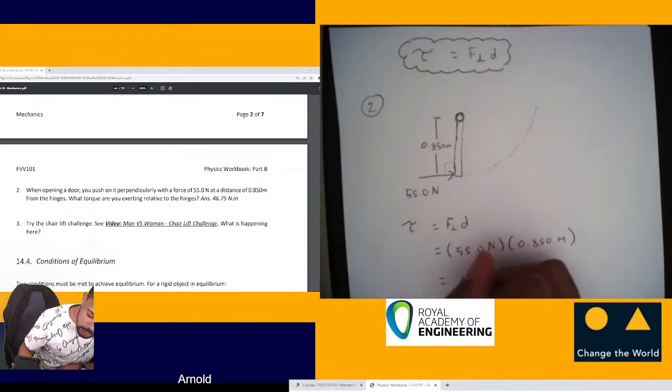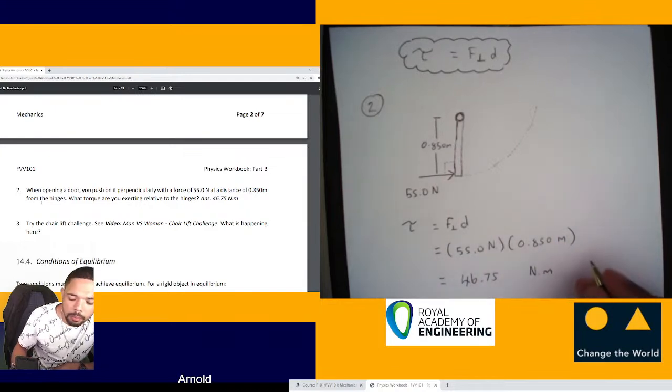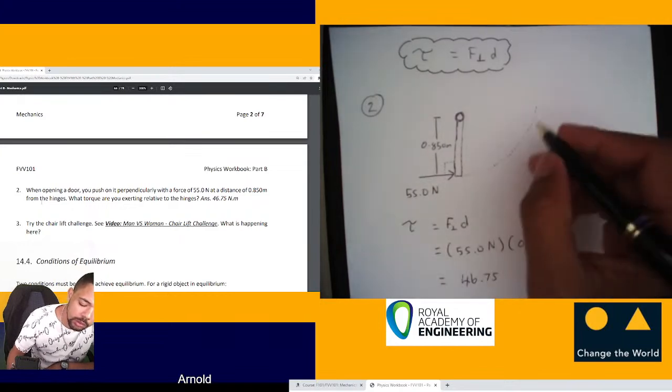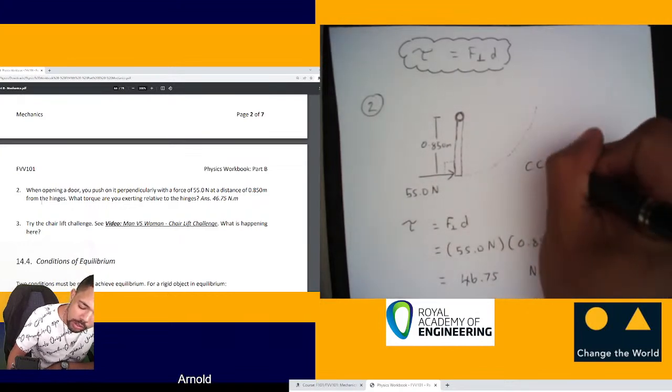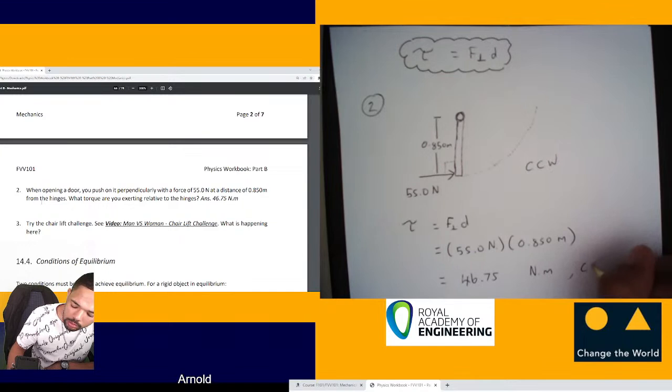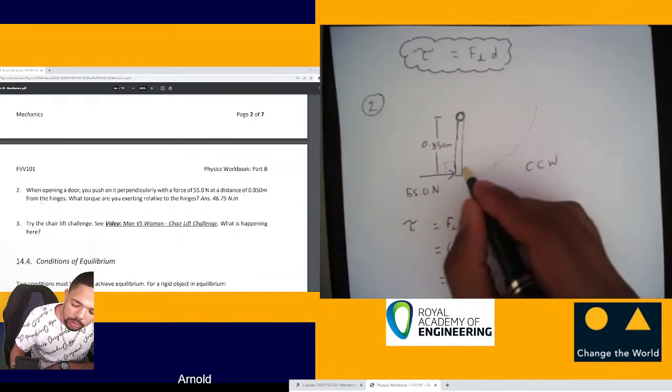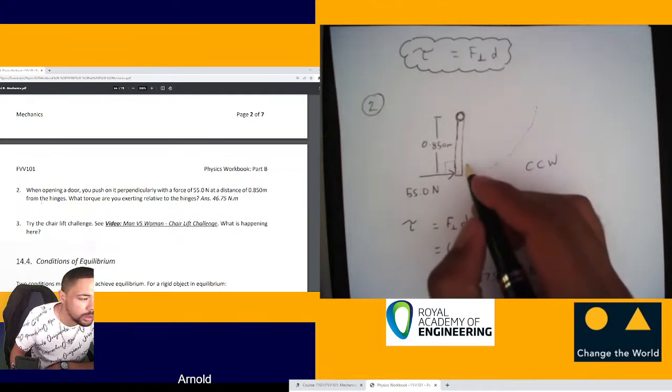So the answer is 46.75 newton meters. In our case here, this would be counterclockwise, because of the way I drew this door. I drew it like that.